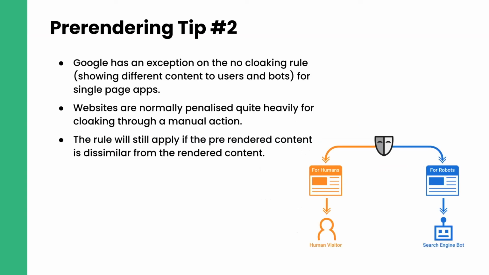Second tip: you might ask, well, Google's pretty heavy on cloaking. If you're trying to cloak the search engine and give all this keyword-stuffed content to bots, but then show nice content to your users, they're going to hit you pretty heavily with a manual action. So Google essentially has an exception for this rule. If your content is similar enough, and that's the wording they use, similar enough to the rendered version, then it's okay and you shouldn't expect a manual action.